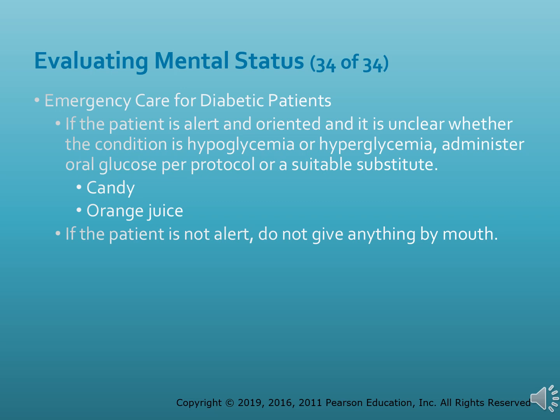If the patient is alert and oriented and it is unclear whether the condition is hypoglycemia or hyperglycemia, you're going to administer oral glucose per your protocol or a suitable substitute, either candy, orange juice, or regular pop. Some people work well with milk. But if the patient is not alert, do not give them anything by mouth.